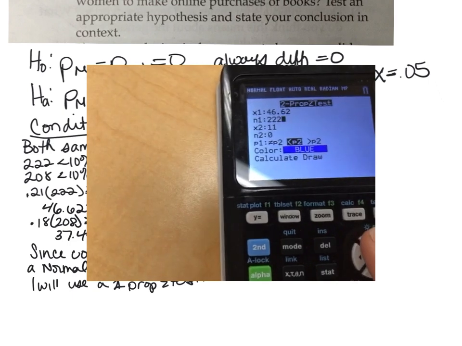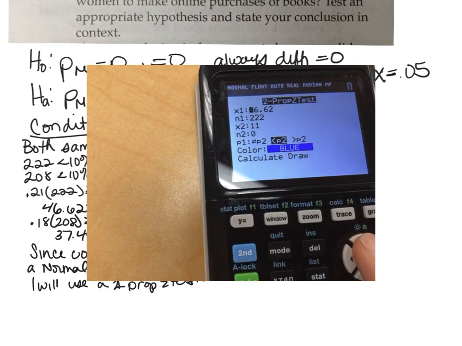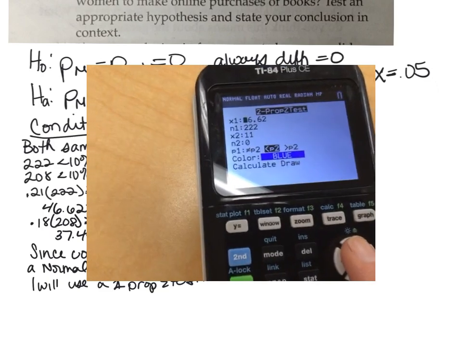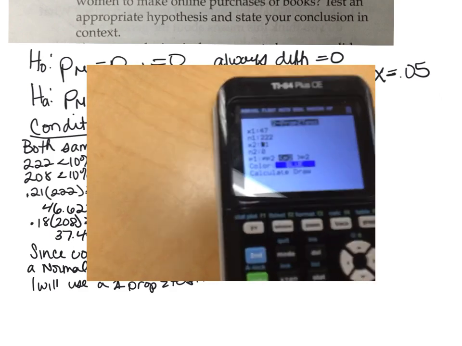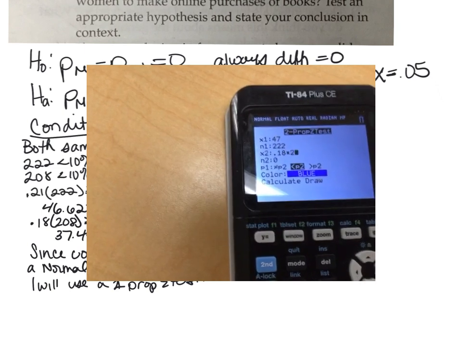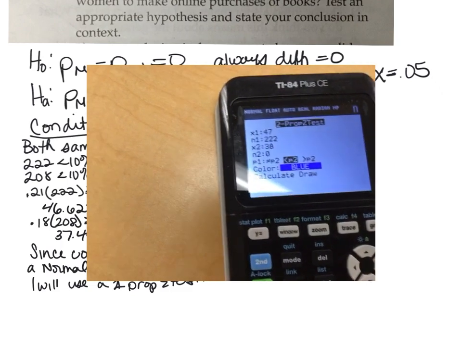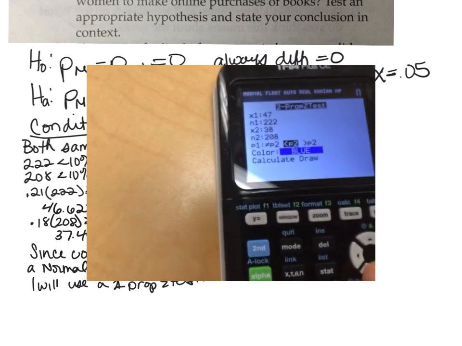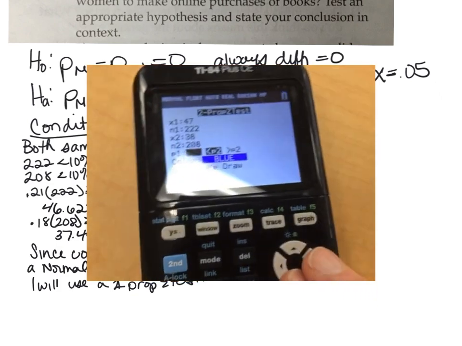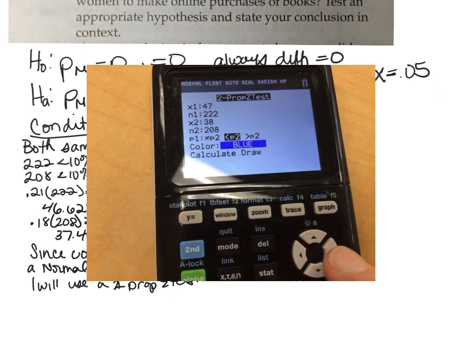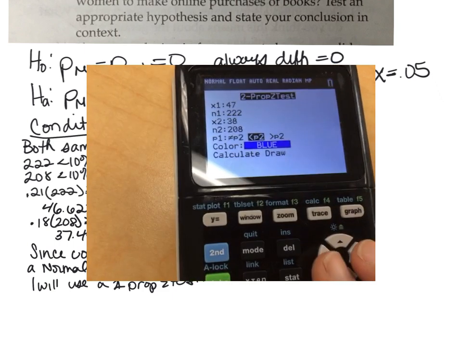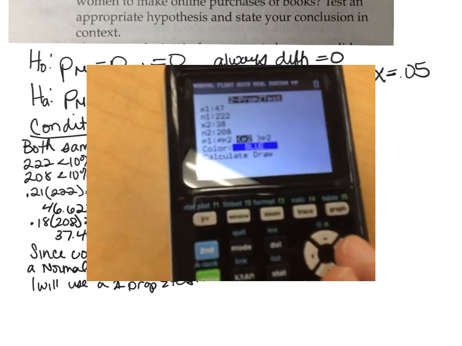But the problem with the calculator is I cannot use decimals for x1, because I can't have half of a person that shops online, right? So it's either 46 or 47. We'll round it to 47. And then same for x2, that's 0.18 times 208. I can't have 37.44, so we'll round it to 38, and then 208. It doesn't really matter whether you round up or down. And then our alternative hypothesis is greater than, so that's what we're changing here, from less than to greater than. So hit enter.